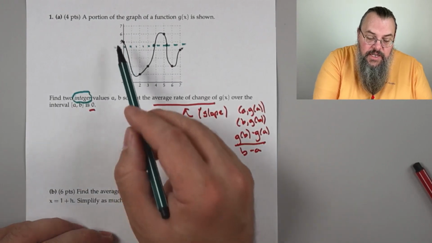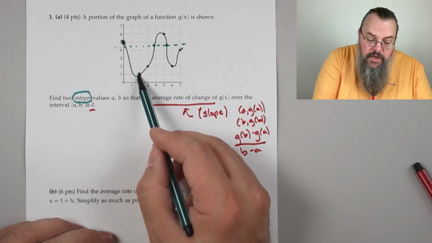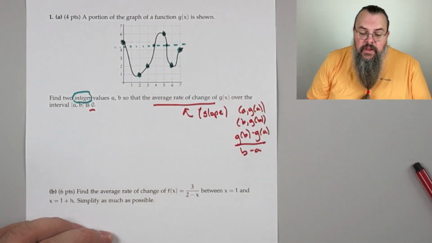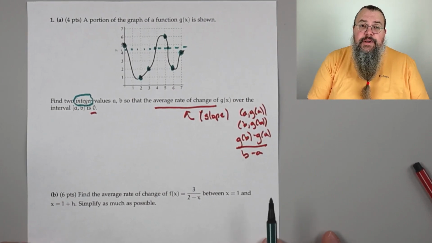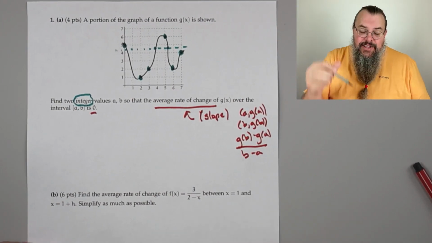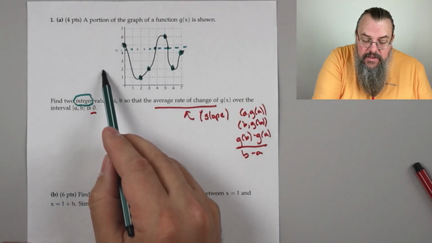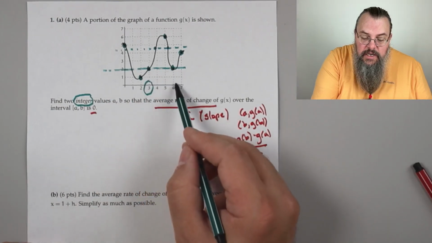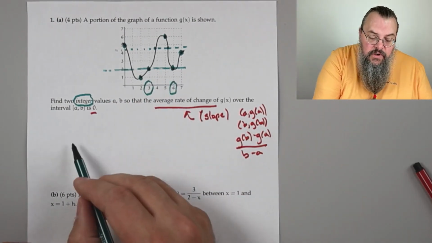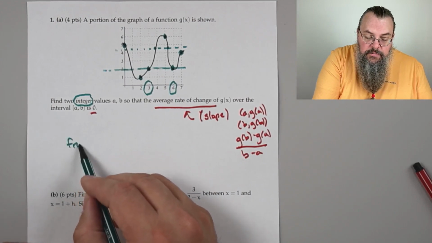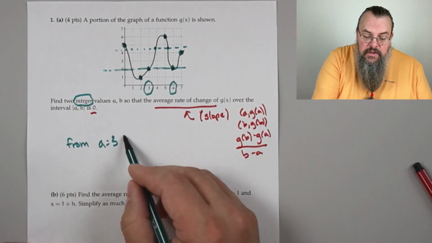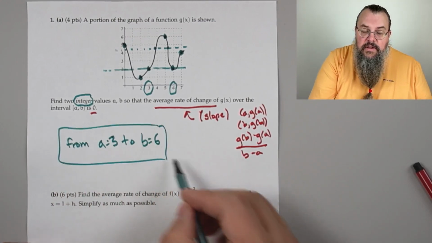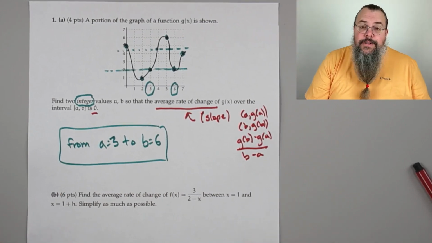So we're looking for integers. Now, they very kindly marked these points here, so let's highlight them again. What we can think of is we're looking for a pair of these points which have the same height, so that it's flat in between. It doesn't take long to see, aha, if we go from 3 up to 6. And so we could say average rate of change from A equals 3 to B equals 6. There we go. All right, well, that was fun.